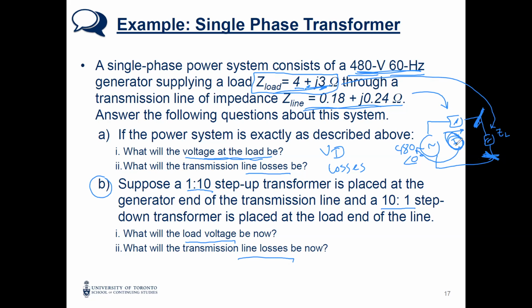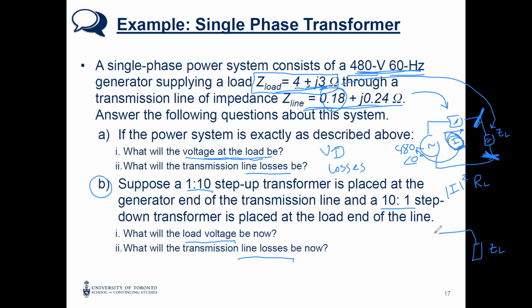Then to get the losses, you take the current magnitude squared times the resistance of the transmission line. The resistance of the transmission line is this. By the way, this is a single phase system, so we don't use the square root of 3 or multiply by 3 for the power. Okay. Then what we are going to do is add one transformer.